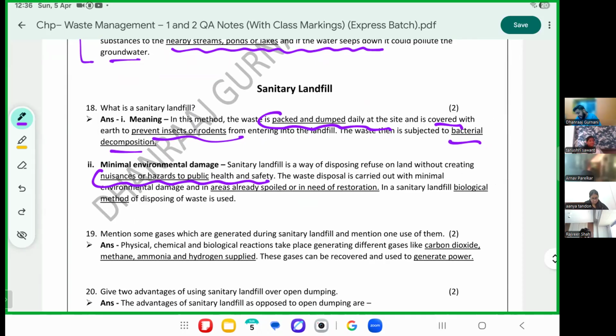You use areas already spoiled or needing restoration. It is not that you can start a sanitary landfill anywhere, dig the ground, throw the waste, close it. These are specific areas which are chosen, which are already under restoration or already spoiled.